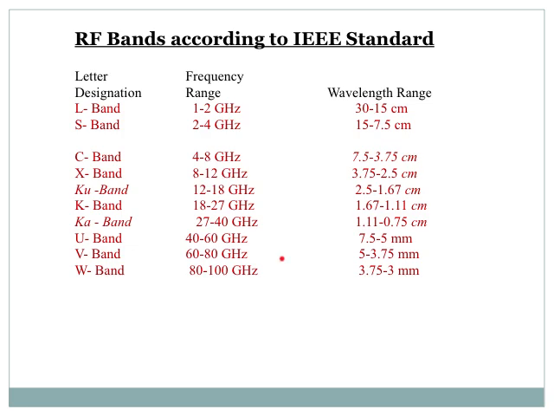Now, as the frequency is increased more, the wavelength has to be in the range of millimeter. Next we have W band. The frequency range is 80 to 100 gigahertz, and the wavelength range is 3.75 to 3 millimeter. Like this, the radio frequency band is divided into many bands with different frequency ranges and different wavelengths.